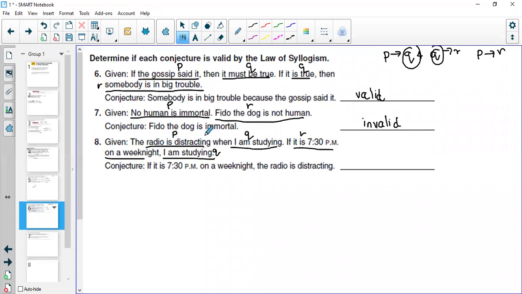So the radio is distracting. What happens when he's studying? The radio is distracting. So if it is 7:30 p.m. on a weeknight, some person is studying. Conjecture: if it is 7:30 p.m. on a weeknight, the radio is distracting. Do you think we could relate R to P? Yes, we can. So this is a valid conjecture. If you identify which is P, which is Q, which is R, and if you can relate R to P, then the conjecture is going to be valid. But you need to think logically too.